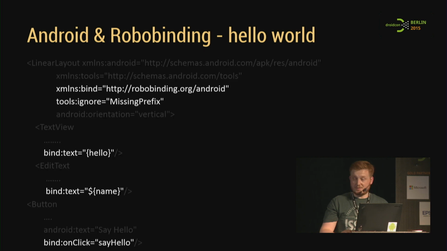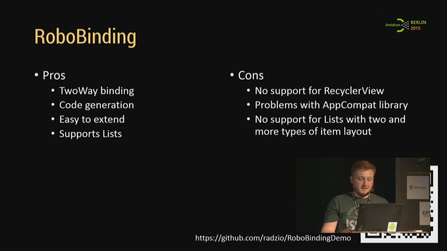And the most important things are, again, custom attributes. If we want to have two-way binding, we need to add $. You can see this in the third white text. And we can easily connect events, for example, on click. And that's all for the RoboBinding.